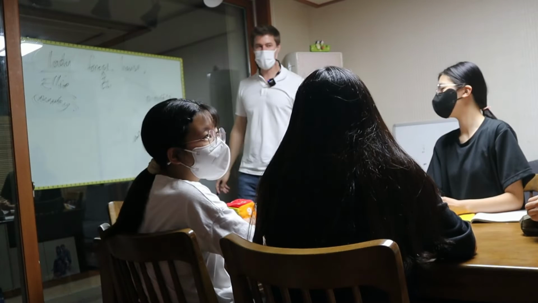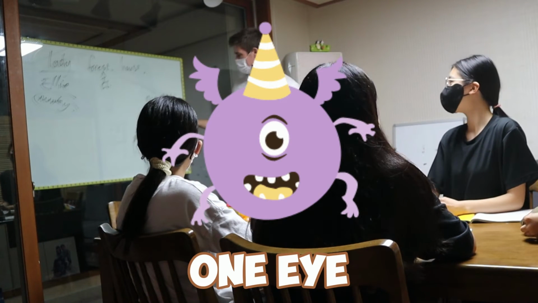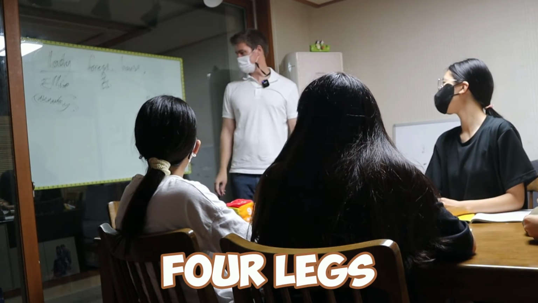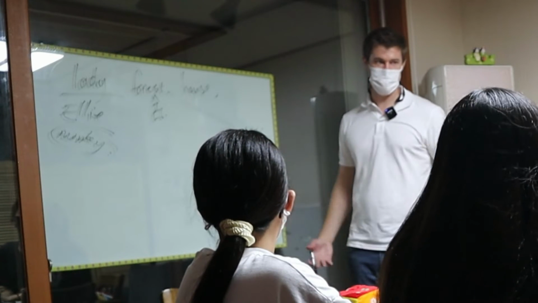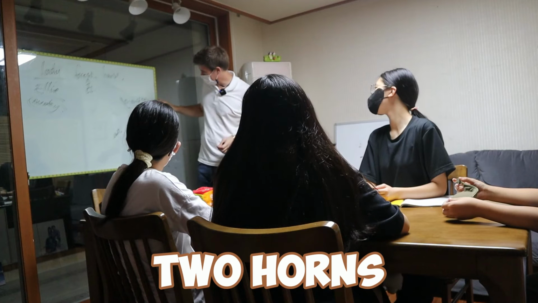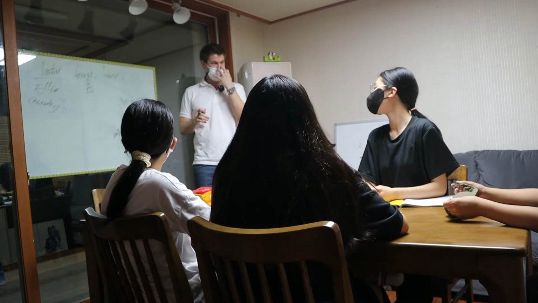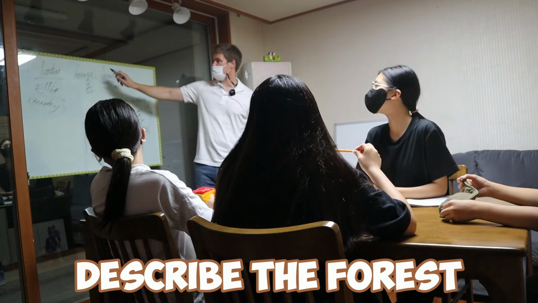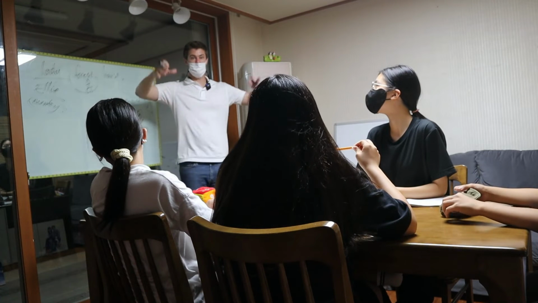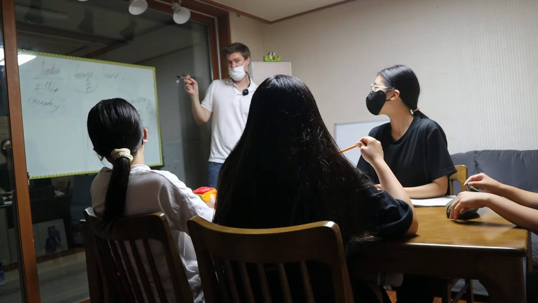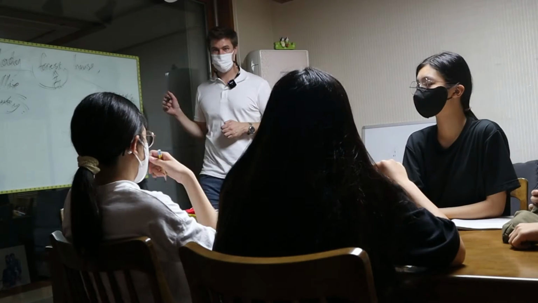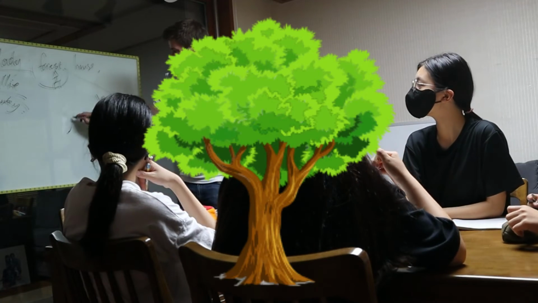Okay. How many eyes? One eye. One eye. How many legs? 4 legs. And what else does he have? 2 horns. Wow. Does he have a mouth? No. No mouth. What does the forest look like? Is it big and friendly? Is it dark? Does it have flowers? Does it have many trees? There is a lot of trees.